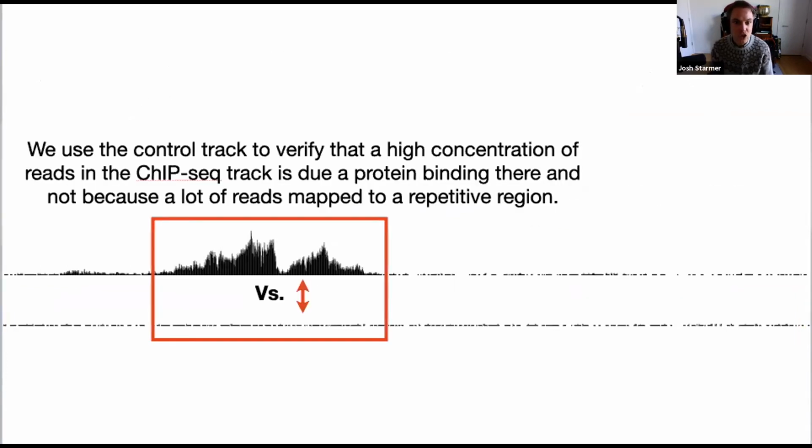We then use the control track to verify that a high concentration of reads in the ChIP-seq track is due to a protein binding there and not because a lot of reads mapped to a repetitive region. If you're not familiar with repetitive regions, they're just regions in the genome that are kind of sprinkled all over the place. And if a protein maps to one location, it's likely all kinds of stuff is going to map to that location because they're repetitive and there's just lots of copies of them.